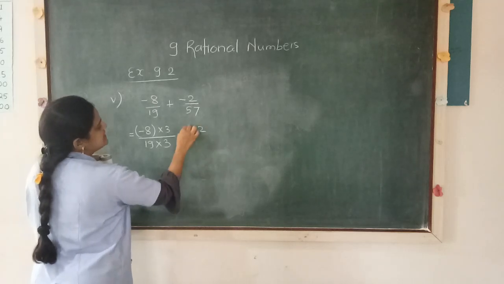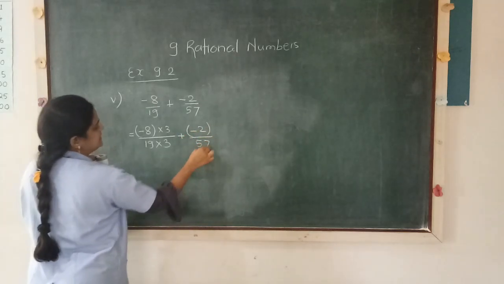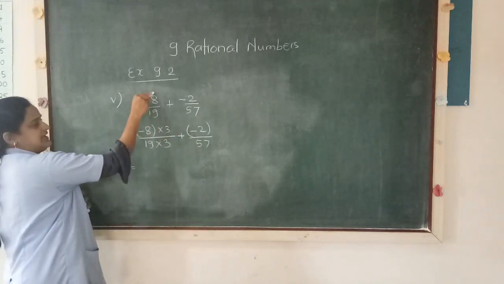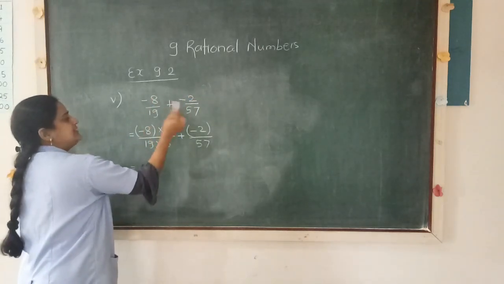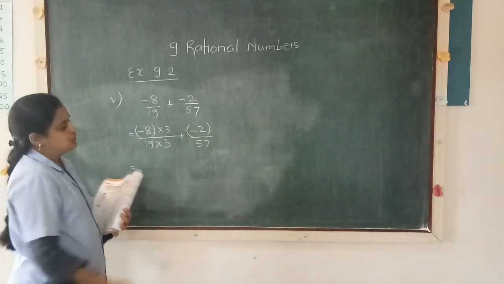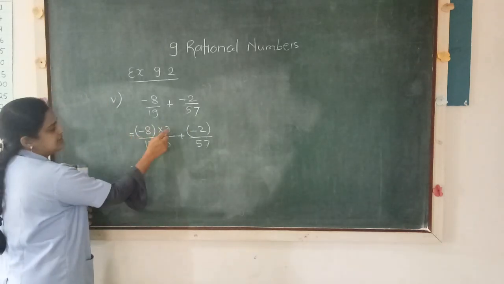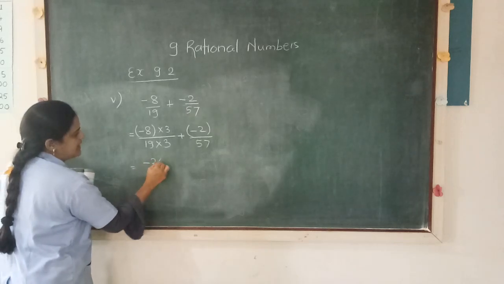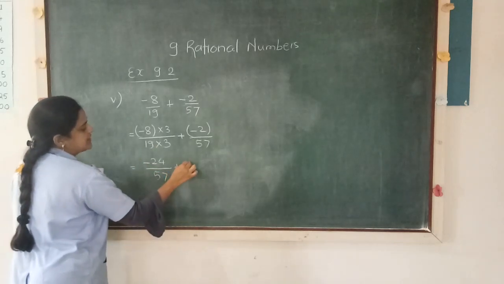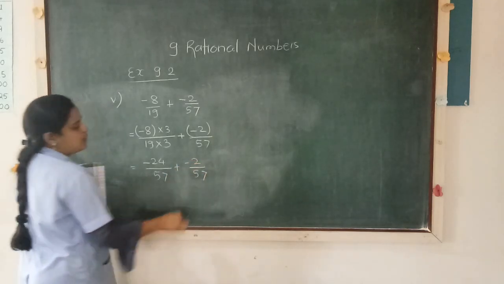You should choose the easiest way of making the denominators equal. Otherwise you will have to do 57 into 19, 19 into 57. So much big calculation you will need to do. So this is the easy one. Minus 8 threes are, it will be minus 24 upon 57 plus minus 2 upon 57.